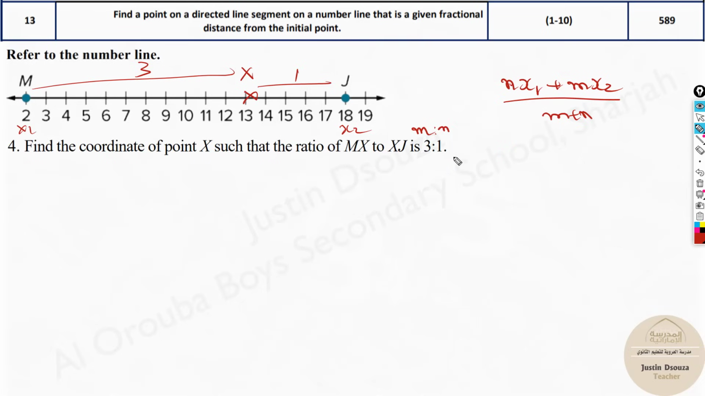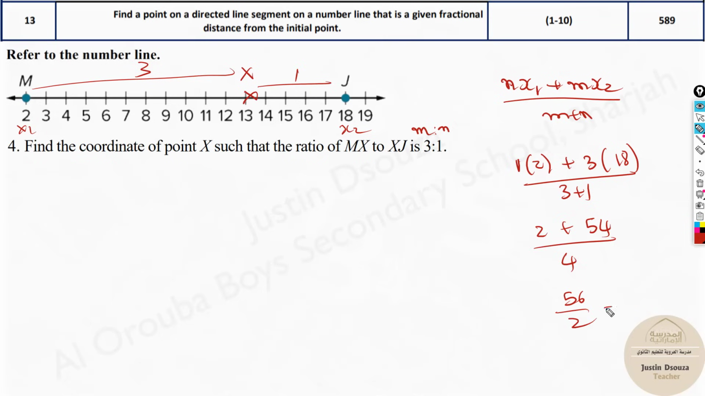Now let's substitute all the values. The n value is 1, multiply it with x1. x1 is 2, plus m is 3 multiplied with 18, divided by m plus n, that is 3 plus 1. Over here, 2 times 1 is 2, plus 18 times 3, it's 60 minus 6, that is 54, divided by 4. Sorry, it is 15 minus 1, it's 14.